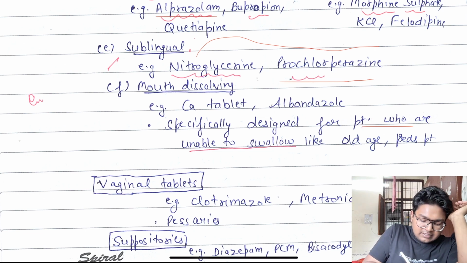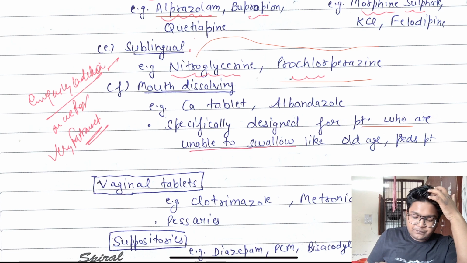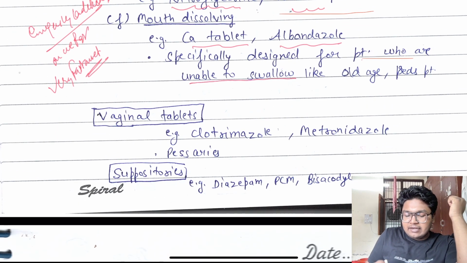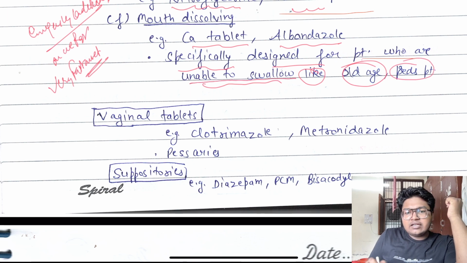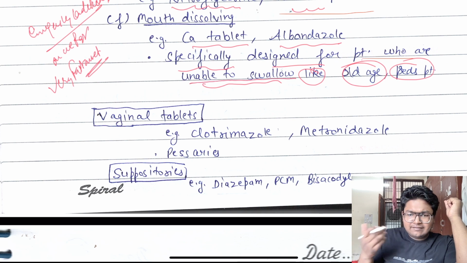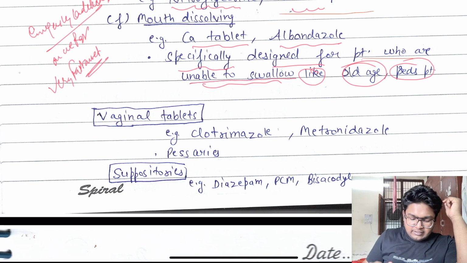These are used for emergency conditions or when we require very fast onset. Okay. Mouth dissolving tablets are like calcium tablets, albendazole tablets, vitamin C tablets, specially designed for patients who are unable to swallow, like old age, pediatric patients, or patients who are supine and bedridden and not able to eat. We just put the tablet in the mouth and close the mouth, it will dissolve ultimately.